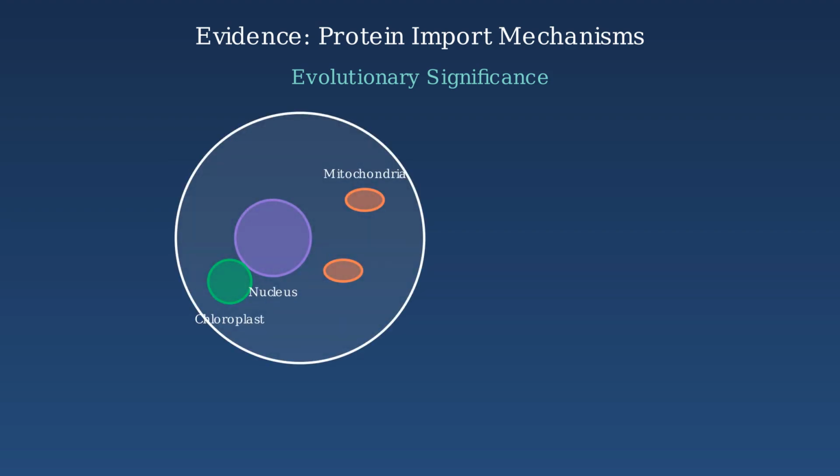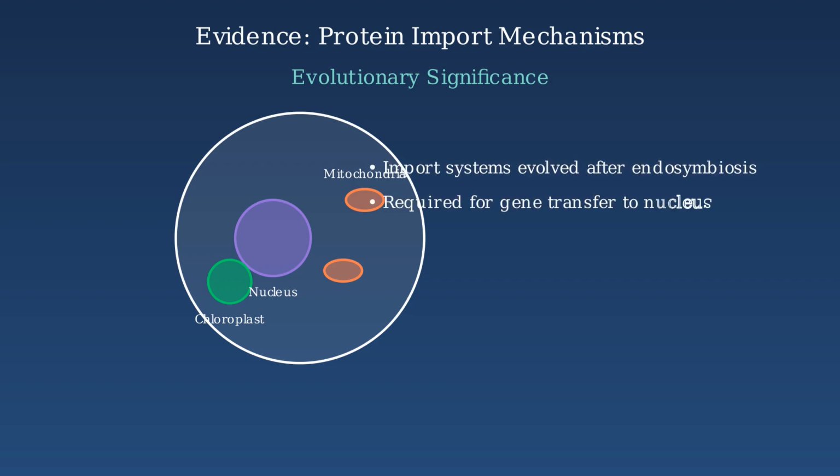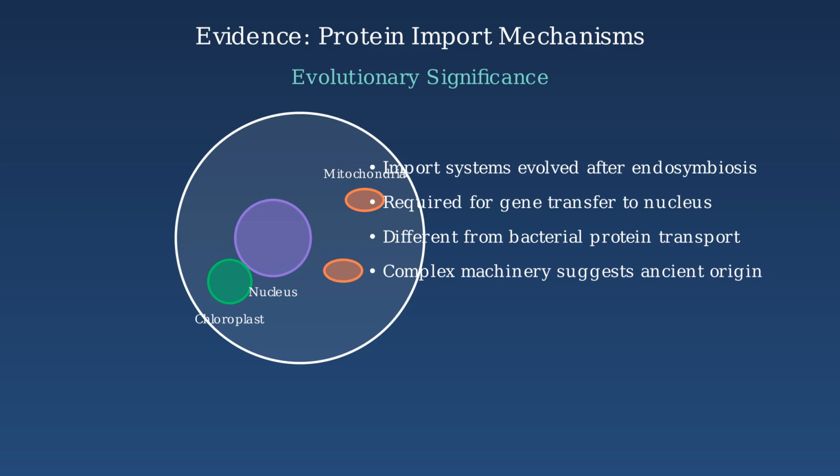These complex mechanisms had to evolve after endosymbiosis, enabling gene transfer from organelle to nucleus while maintaining protein function in the organelle. The import systems in mitochondria and chloroplasts differ from bacterial protein transport mechanisms, yet retain some features from their bacterial ancestors. These transport mechanisms were essential for integrating the endosymbiont's metabolism with that of the host cell, a key step in the evolution of the eukaryotic cell.